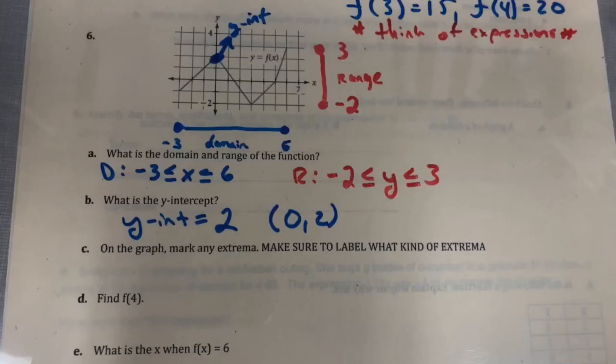The y-intercept is where the graph of the function crosses the y-axis, and if you see it's marked there, it is (0, 2).